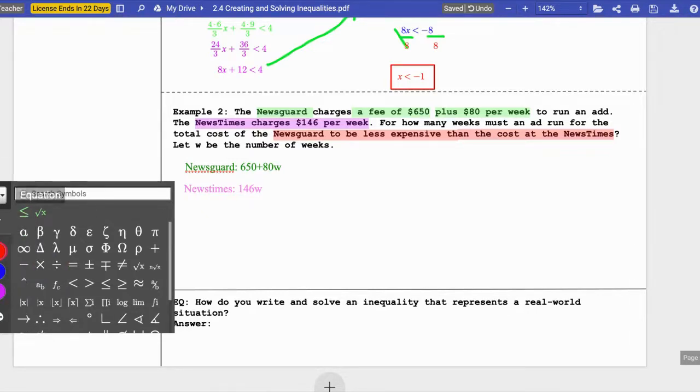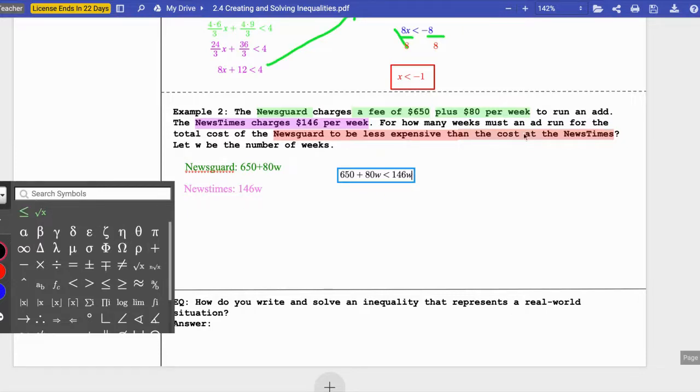I'm going to use the same strategy as last time, but this time I'm not going to set them equal to each other. I'm going to have the News Guard, which is 650 plus 80W. But I remember I want to know when it is less expensive. It's when the News Guard is less. So looking at my symbols, I'm going to go with this symbol because this says that the News Guard, which is represented by this expression, is going to be less than 146W. If I wanted to know when it was more than that, I would just change the direction of the inequality. Okay, so now that I have my inequality, this is something I can solve.